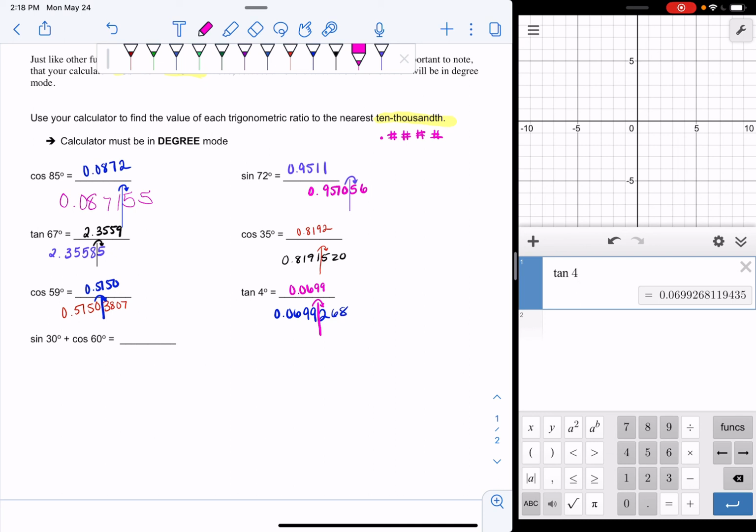Our final question just wants us to do sine of 30 plus cosine of 60. That's exactly what we're going to do. We type into Desmos sine 30 plus cosine 60, and if you look, you just get 1. So that is my final answer.